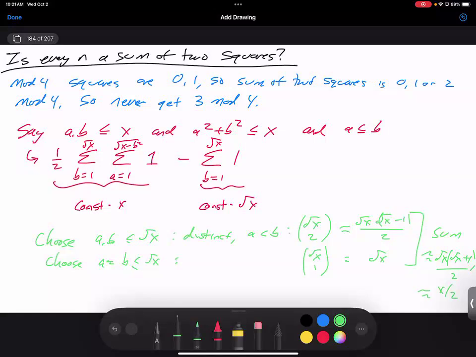This simple argument tells me not only is every number not representable as the sum of two squares, but I think that the percent of numbers that can be done as the sum of two squares is going to be less than 50%.